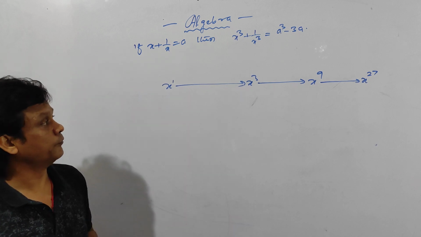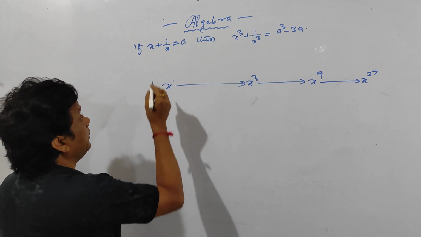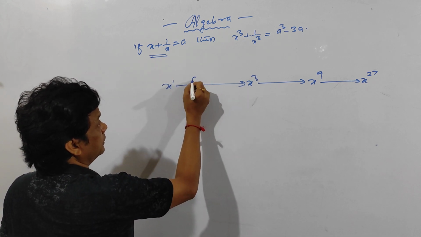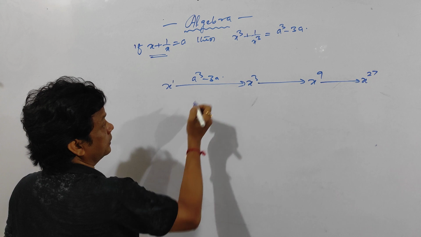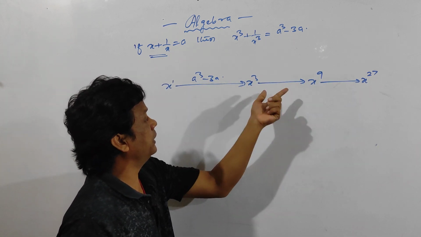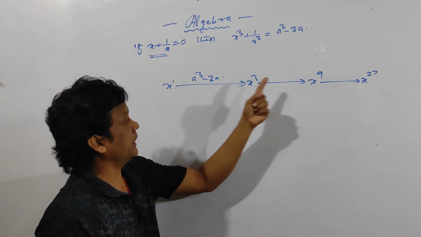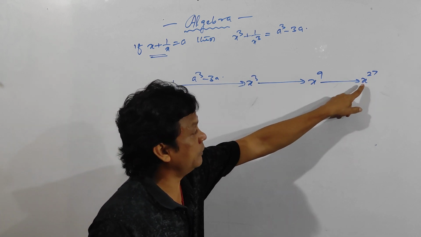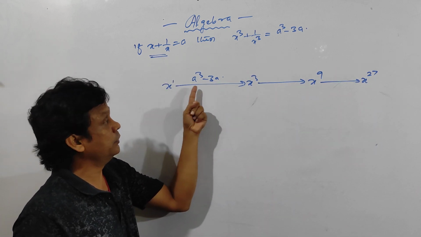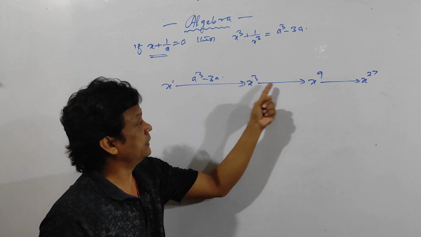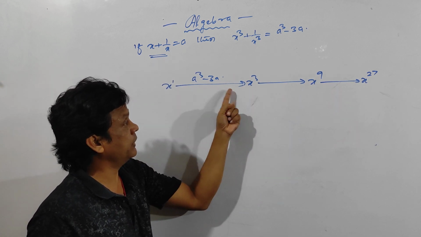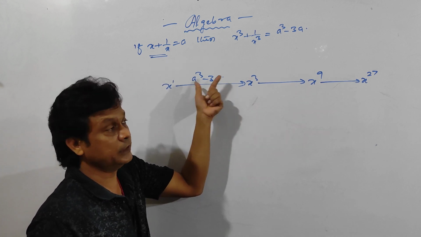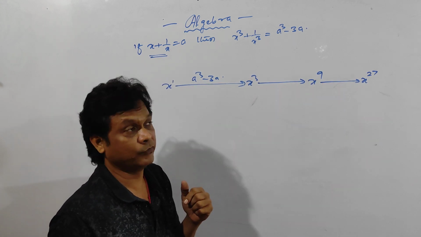Clear? And so on. And now, if the plus sign is there, x plus 1 by x, then what is your formula? a cube minus 3a. By applying this formula repeatedly, you can get x cube from x, and x to the 9 from x cube, x to the 27 from x to the 9. And if you want to find out x to the 27 from x, then you have to take 3 steps. First of all, you find this one, and then after getting x cube, you should proceed by applying this formula. Then again you apply.